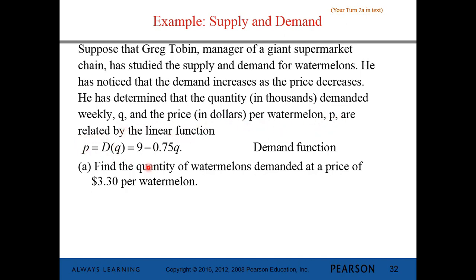So this is what we're going to call the demand function. Demand is how many widgets are being demanded. So it's a function of Q, right? So price, which is going to be D of Q, the demand function, is represented by this linear function. This is what we're going to call the demand function.